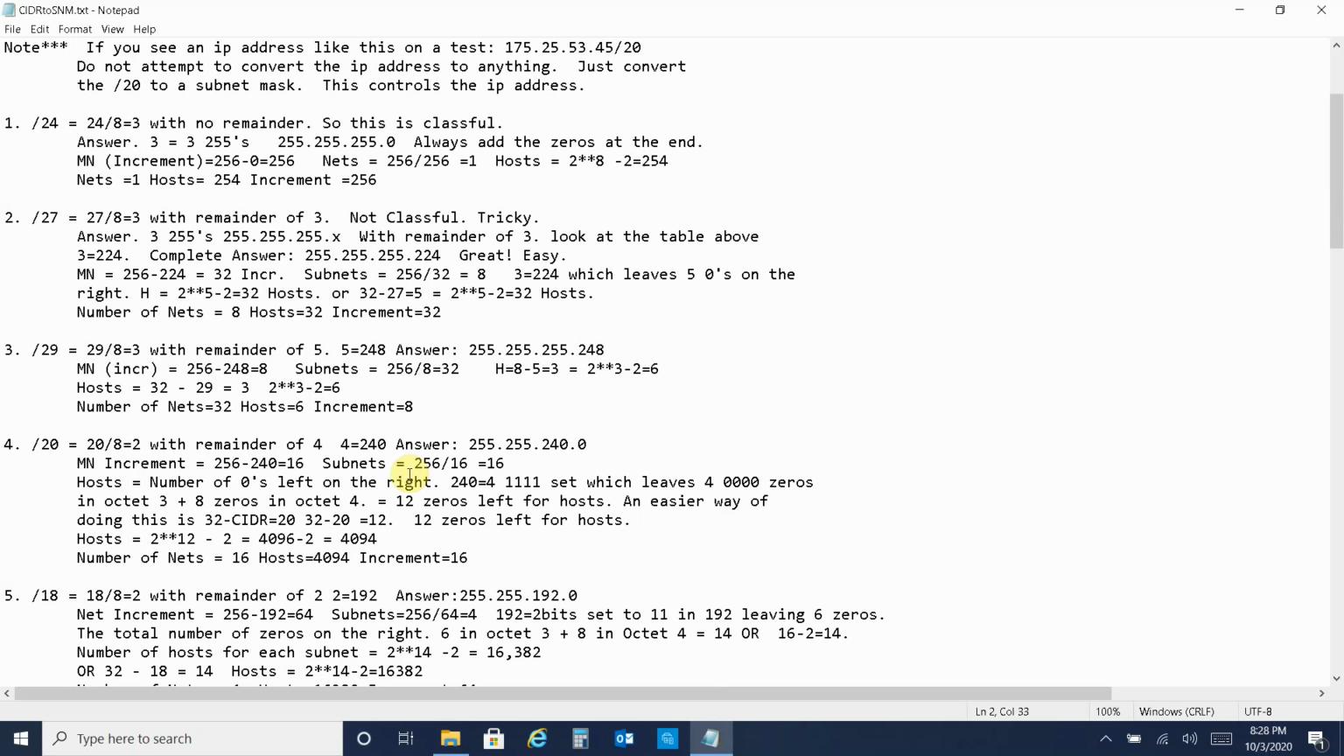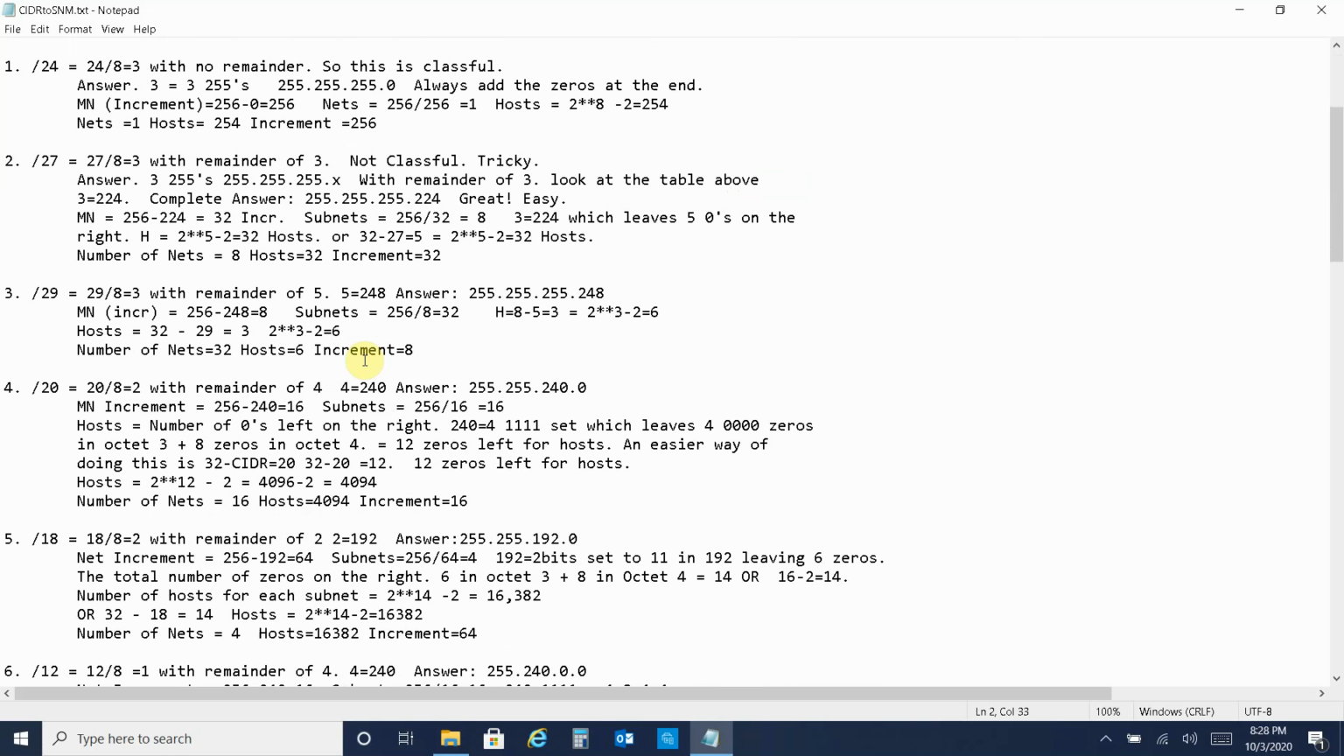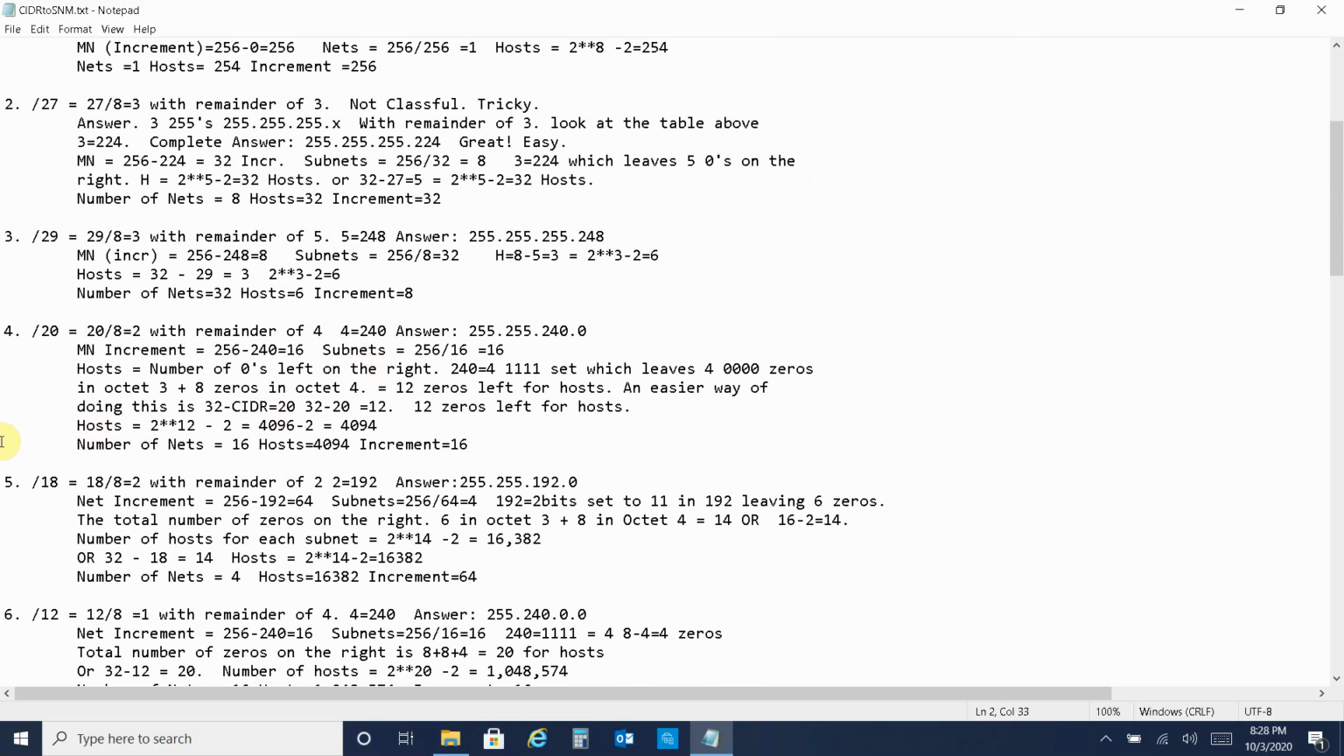So moving on, same thing can be done with this next one. I'm sorry, there's a lot of these here, but just remember, let me move back up, number of hosts: 32 minus the CIDR equals the number of zeros remaining on the right. That might be the easiest way to do it. And then the hosts is 2 raised to the exponent of the number of zeros, minus 2.